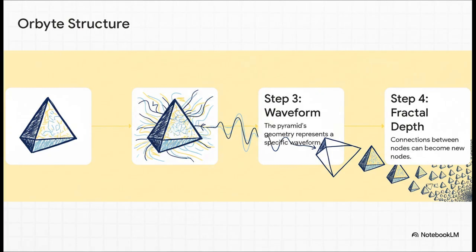So what does one of these things even look like? Well, structurally, it starts with a base unit of 4 interconnected parts. The easiest way to picture it is as a triangular pyramid. But this shape isn't just sitting there. Its unique geometry actually represents a specific waveform. And here is where it gets really wild. The connection between two of these pyramids can itself become a new node, a whole new pyramid. This creates what's called fractal depth, a pattern that just keeps repeating at every single scale, which means you could just keep zooming in forever, always finding more detail.